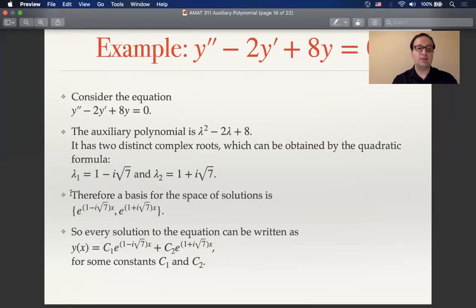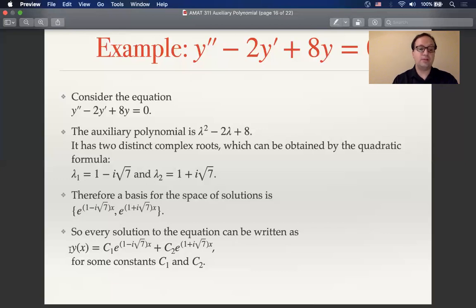Right. So then we see that these really are two distinct roots again. 1 minus i square root of 7 and 1 plus i square root of 7. And then a basis for the space of solutions is given by these exponentials, e to the 1 minus i square root of 7 times x, and e to the 1 plus i square root of 7 times x. So you can see that using the auxiliary polynomial very naturally leads to solutions given by complex exponentials.